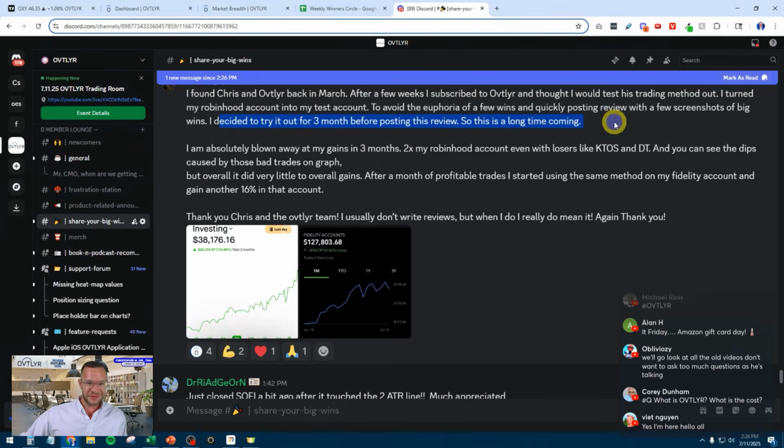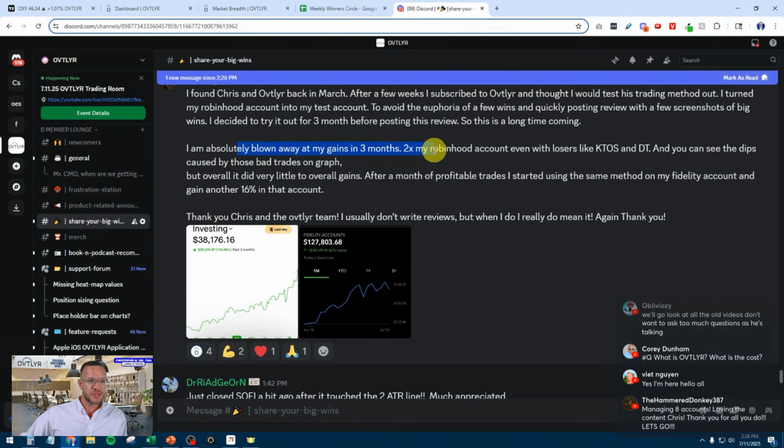This is a long time coming. Oh, here we go, Viet. I'm absolutely blown away at my gains in 3 months. 2x my Robinhood account, even with losers like the last couple ones we had. And you can see the dips caused by those bad trades on the graph. But overall, it did very little to the overall gains.